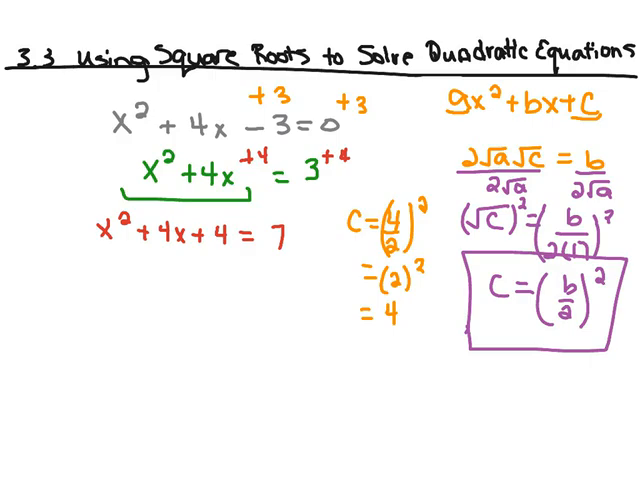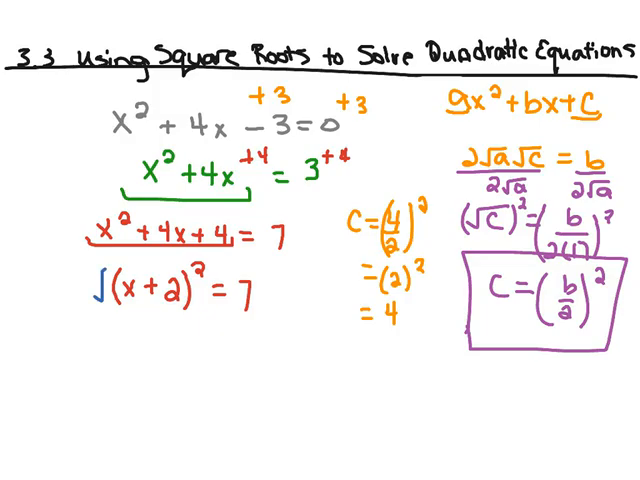Now this on the left side is a perfect square trinomial. So we know that when it's a perfect square, all we have to do is take the square root of our first term plus the square root of our last term. So we get x plus 2 squared equals 7. Now we have a solution that we can solve.